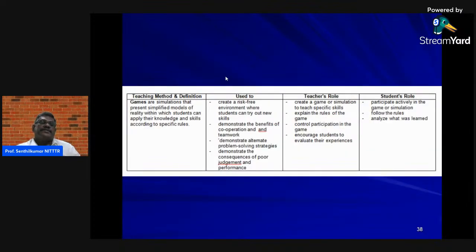Similarly, for games, nowadays in gaming there is a simulation method. Suppose I am going to learn driving, then first we have to use what? There is some gaming technique and other things. There are games.